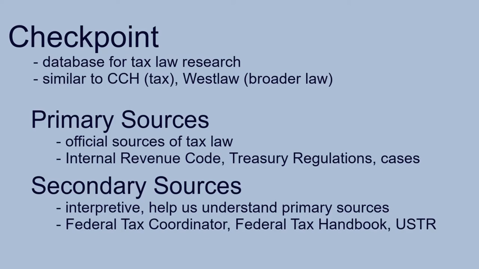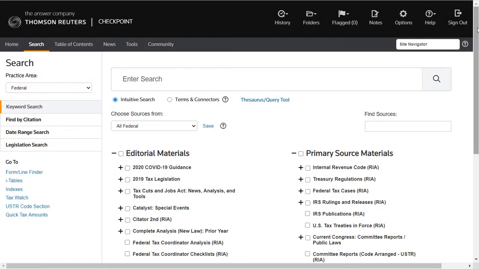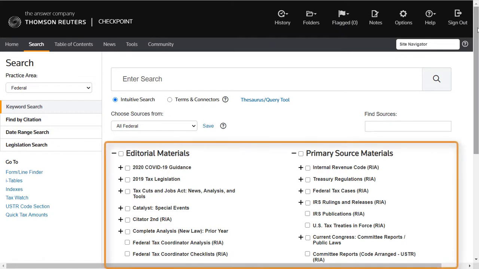Primary sources are official sources of law, whereas secondary sources are those that can help you understand and interpret the law. As you can see, when you first get into the database, the sources listed below the search box are organized according to these main categories.